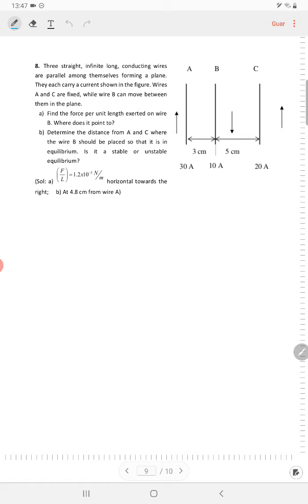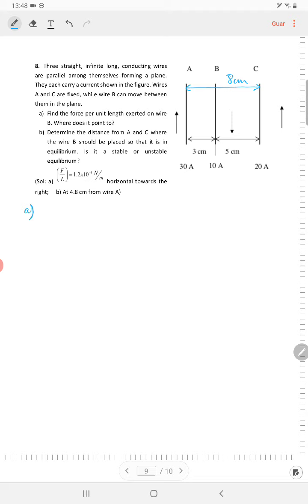The 3 wires are in the same plane. So the first wire has 30 amperes, the second one 10, and the third one 20. And the distances between A and B are 3 centimeters, and between B and C is 5 centimeters. So between A and C, this is 8 centimeters. So first of all, they ask us to find the force per unit length exerted on wire B.